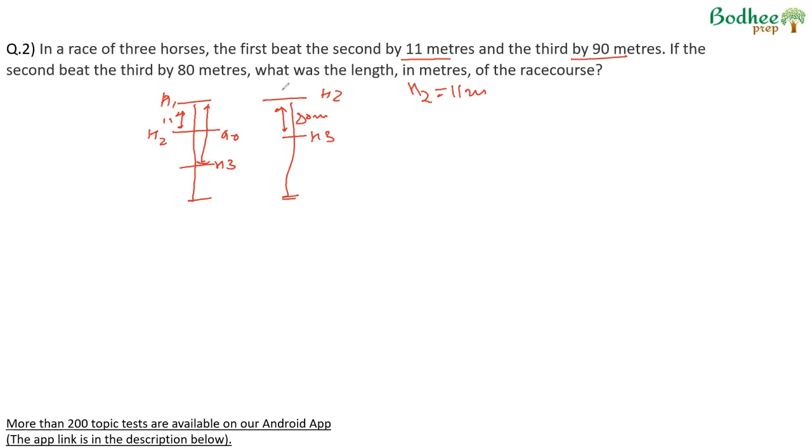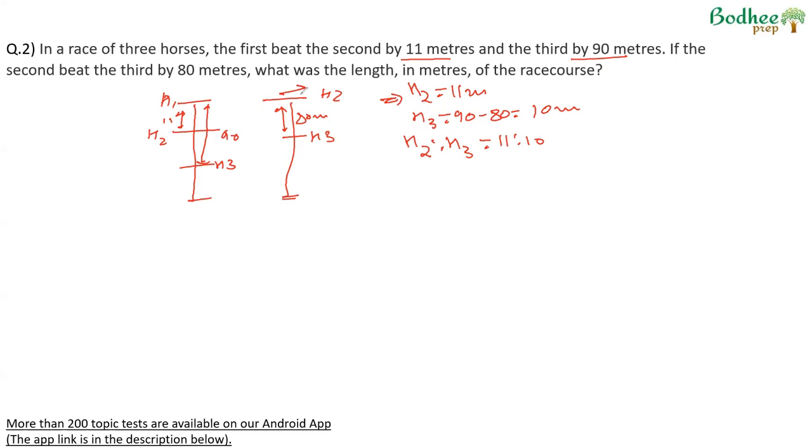By the time H2 reaches, H3 is 80 meters behind the line. So in this same time, when H2 has run 11 meters, H3 would run 90 minus 80, which is 10 meters. And therefore, the ratio of speeds of H2 to H3 can be given as 11 is to 10. So basically, whenever H2 runs 11, H3 will run 10 meters.